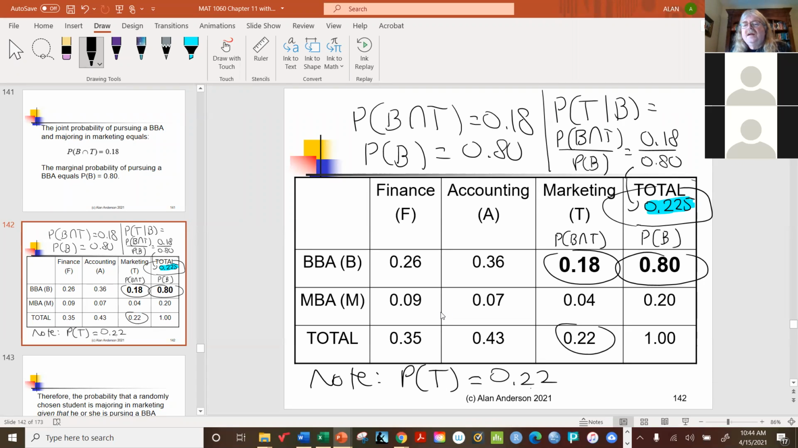studying marketing. And that's because the proportion of students who are studying marketing is different among the bachelor students and the master students. That's why the probabilities here are different. So knowing that this student is getting their bachelor's degree affects the probability that they're majoring in marketing because they're different. I just want to point that out. So in fact, these are two different probabilities.